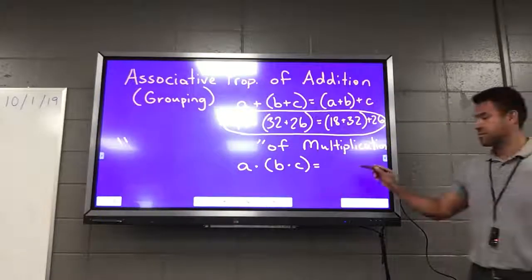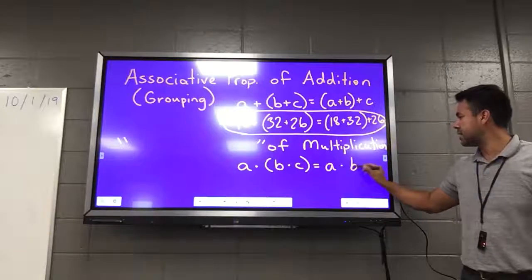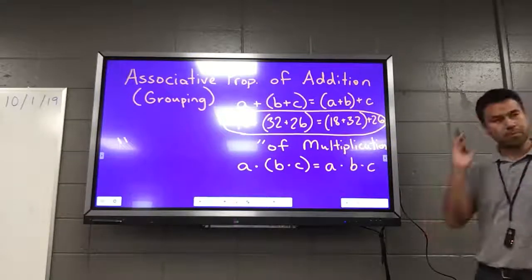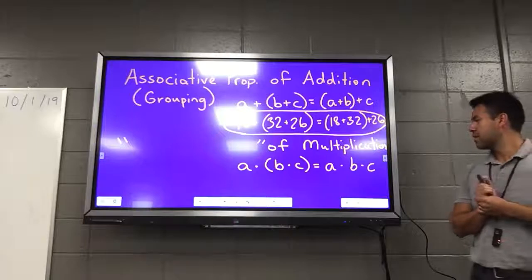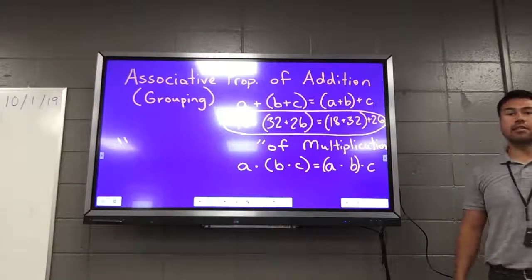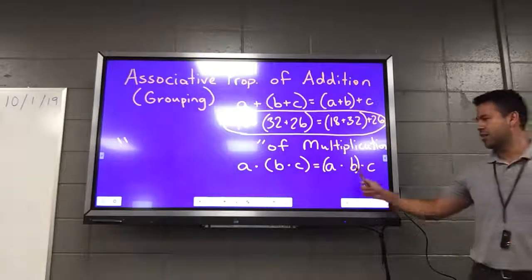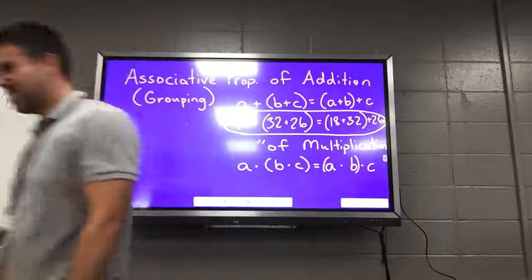A times B times C. Okay, I'm still going to do A times B times C. But where did the grouping symbols go? Between A and B. Just like that. So did the order change? No, but what did change? The grouping. Did you get that down?